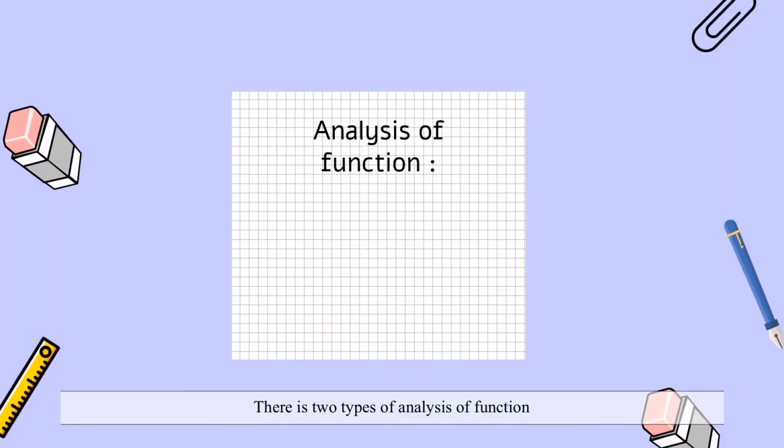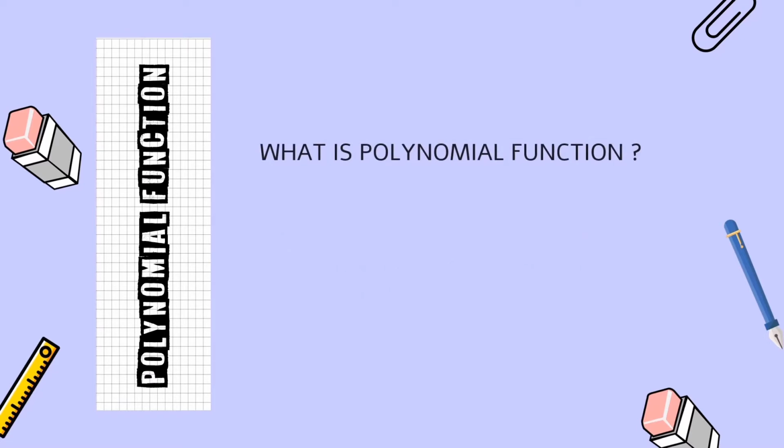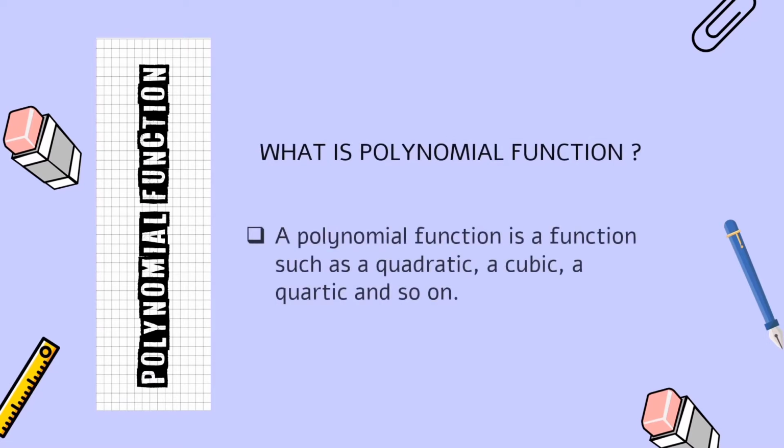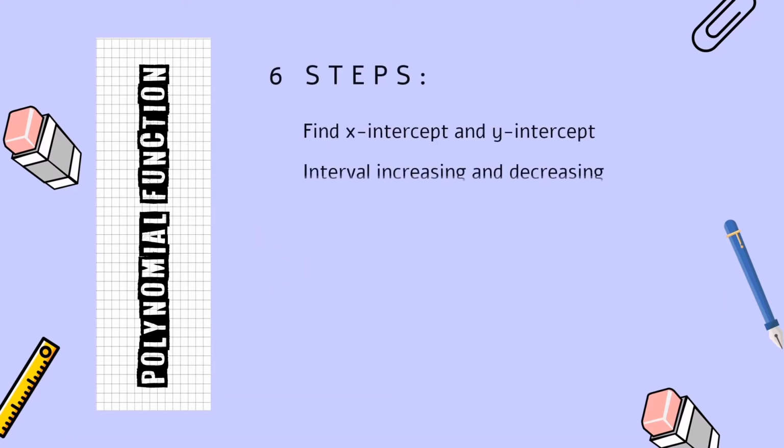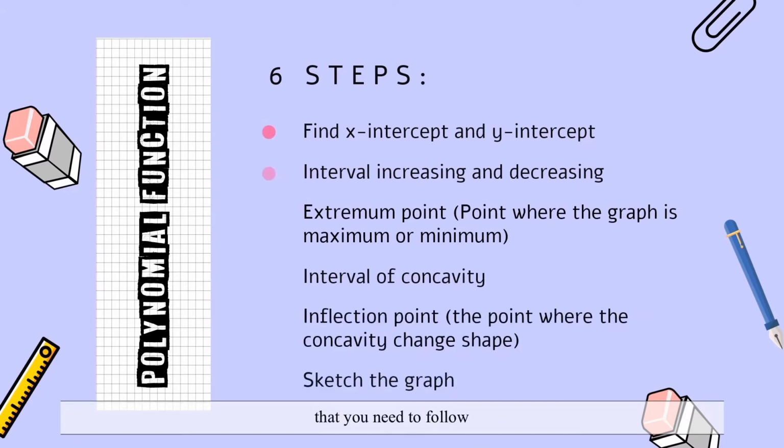There are two types of analysis of function. The first one is a polynomial function, and the second one is a rational function. What is a polynomial function? A polynomial function is a function such as a quadratic, a cubic, a quartic, and so on. In this function, we have 6 steps that you need to follow.